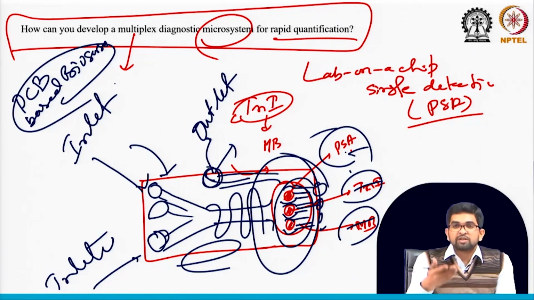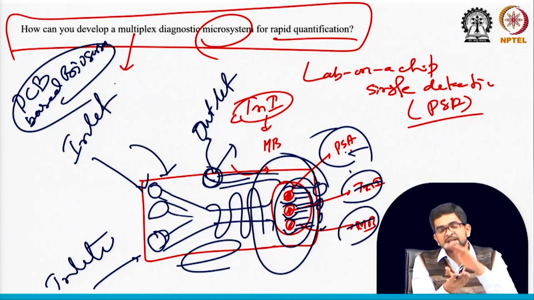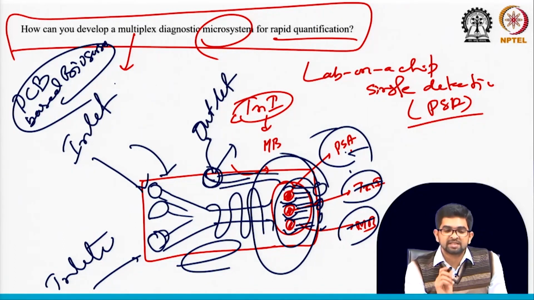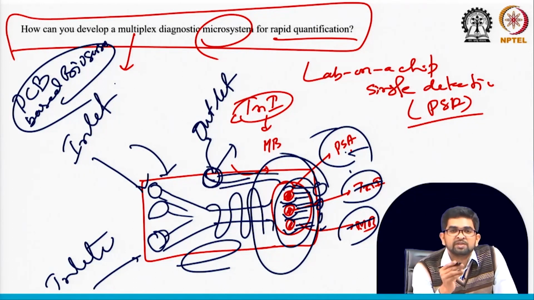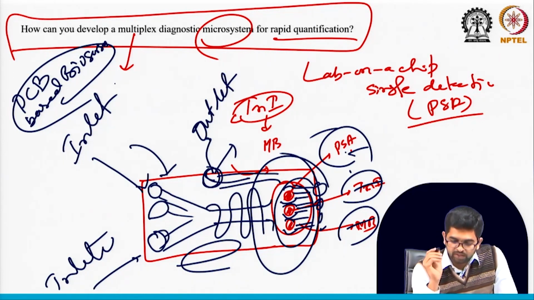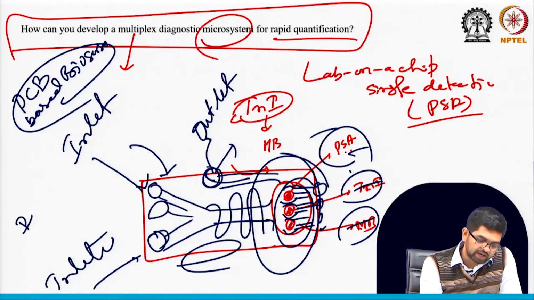On the top of the PCB you design all your multiplex sensors, and on the back side of the PCB you can integrate your electronic part. That is the utility of the printed circuit board. You are using one part for the sensor and another part for the electronics, because you can easily integrate small electronic parts with the PCB. So there you can make a small potentiostat itself.